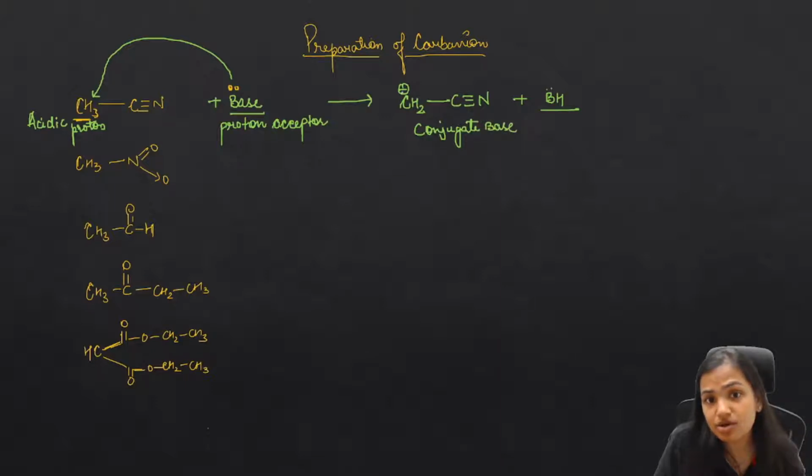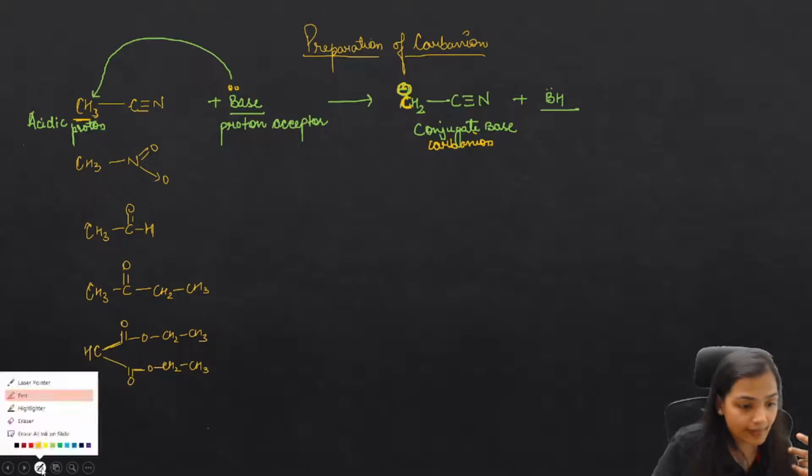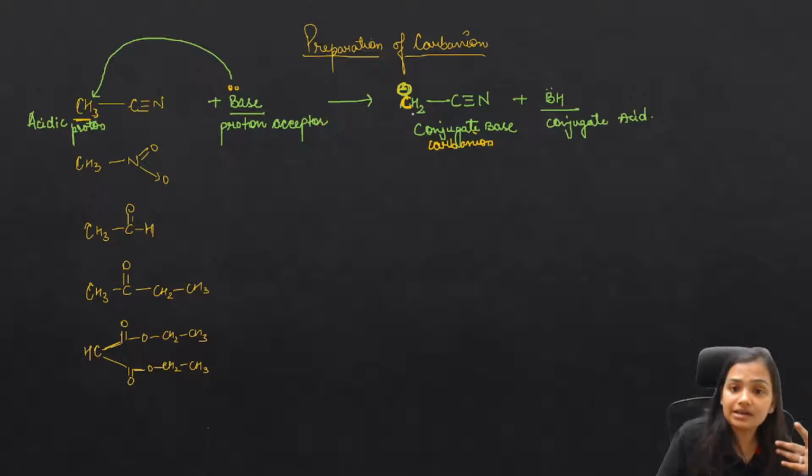In this conjugate base, we have a negative charge over the carbon. So this conjugate base is also termed a carbanion, because we have a negative charge over the carbon. That's why we are calling it a carbanion as well. And this is the conjugate acid. Ultimately, this is the pattern for how we can prepare carbanions.